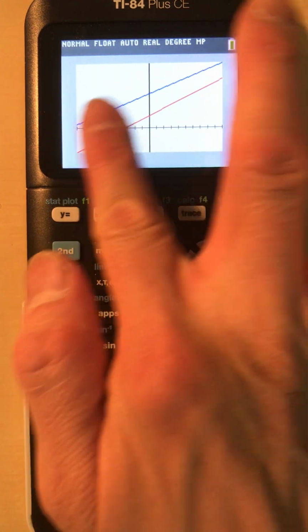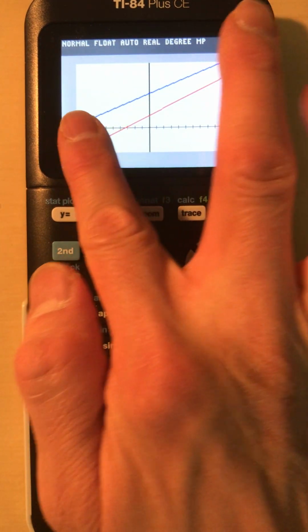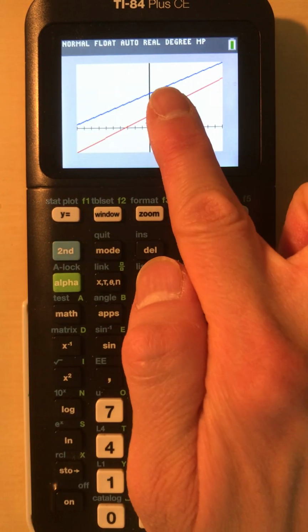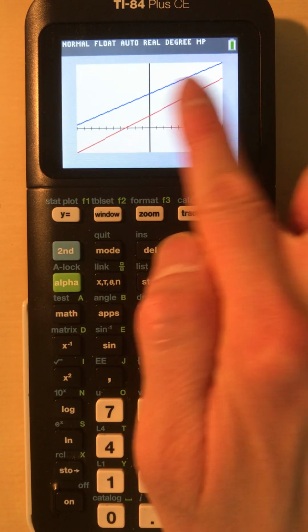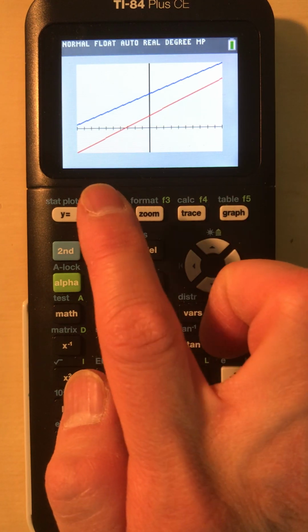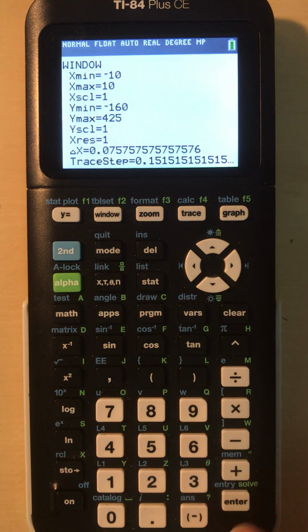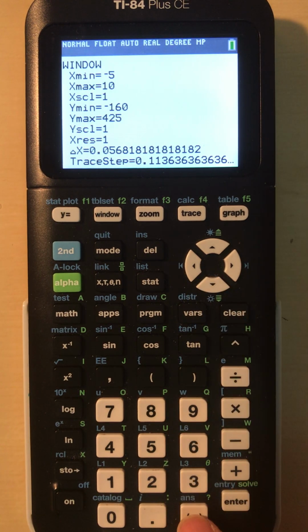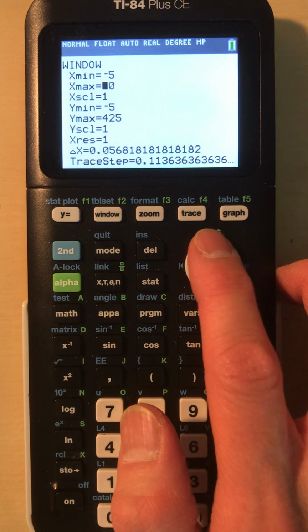Okay, we don't need the negative side, right? We're not concerned with negative numbers of books. So let's cut this part out, and then let's see more of this part. So we'll have to play with it to see how much we can find, okay? So the x min, I'm just gonna go -5. Y min, I'm going to go -5. Okay, again, we don't need negative values.